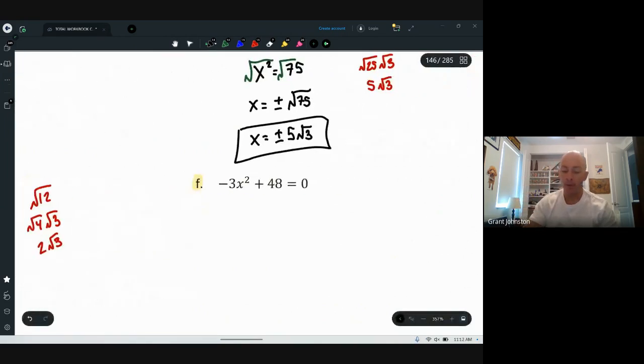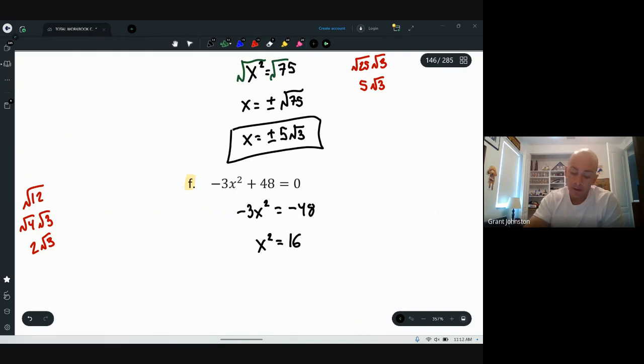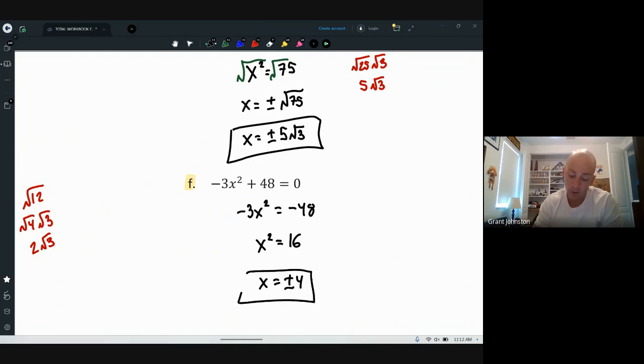F. Subtract 48 from both sides. So I have negative 3x squared equals negative 48. Divide by negative 3. I'll get x squared equals 16. Take the square root, and 16 is a perfect square. So the square root of 16, we're going to go plus or minus 4. Square root of 16 is 4. Of course, you'll have the positive 4 and the negative 4.